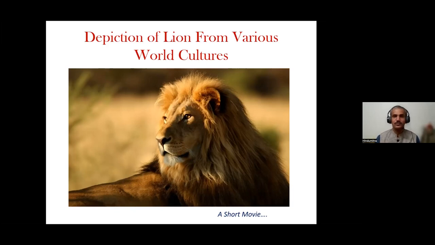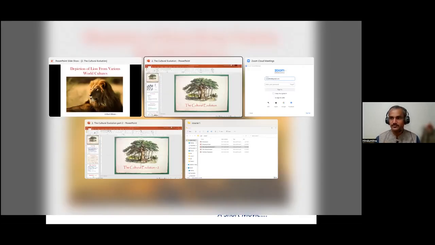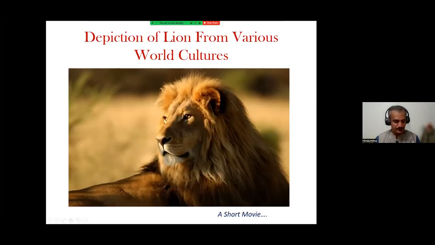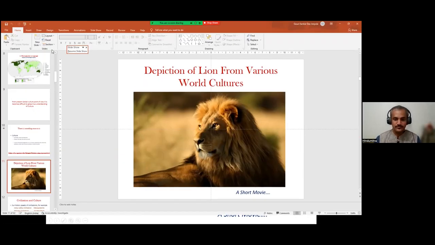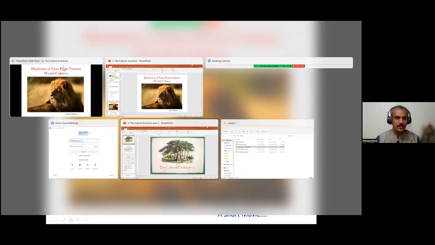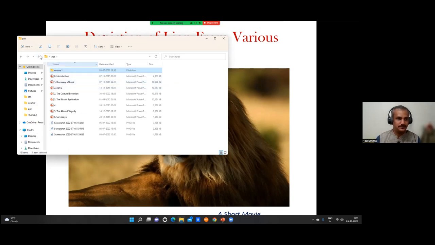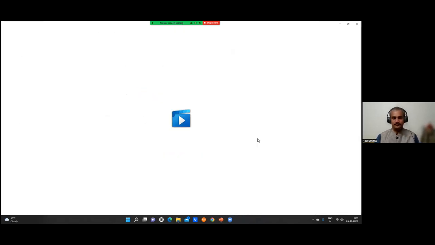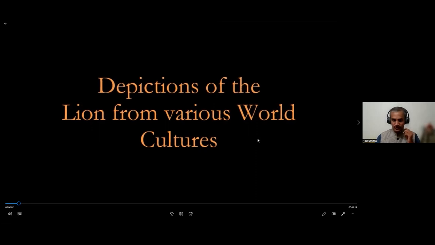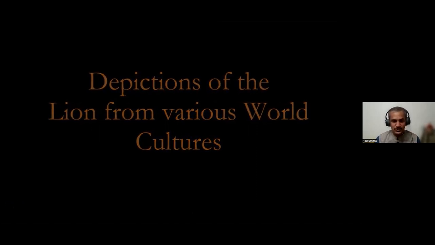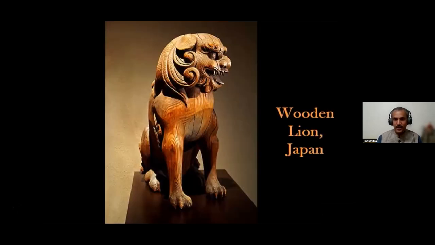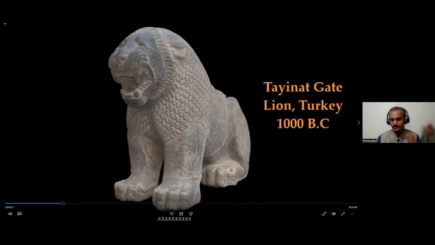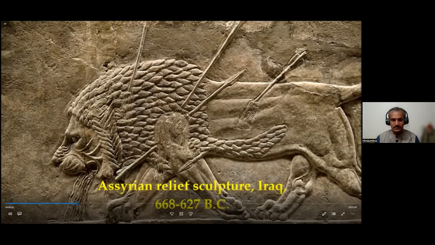So to give an example, I will show this small clip of the depiction of lions from various world cultures. Just bear with me a second. All right. So this shows different cultures' depictions. This is from Africa, from Japan, from India, from Turkey, from Iraq, and so on.